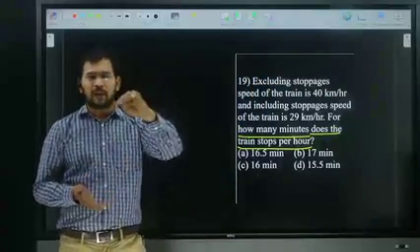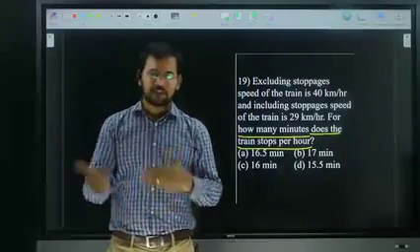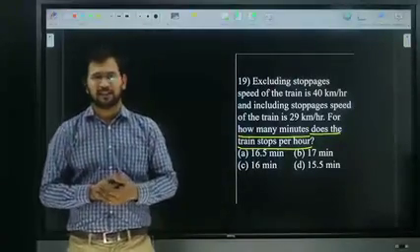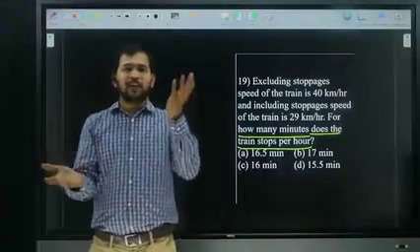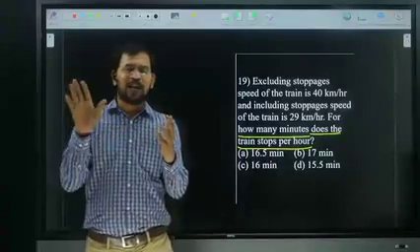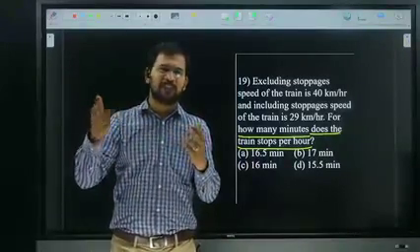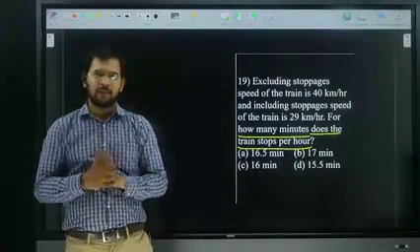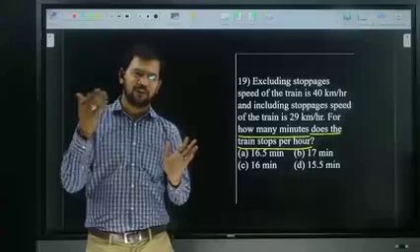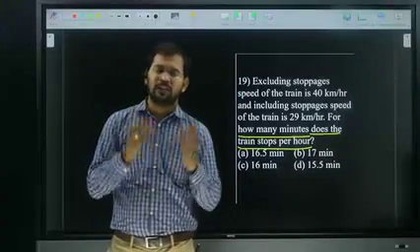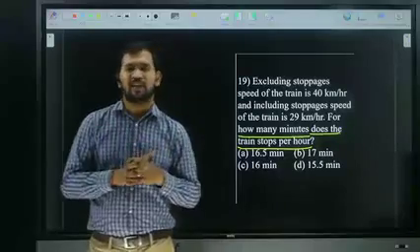Including stoppage is nothing but with stoppages. With stoppage is nothing but a passenger train. So express speed, passenger speed. Whether we go through express or through passenger, you will reach the destination. Whatever it may be, the distance should be the same, the destination is the same. All of you clear?